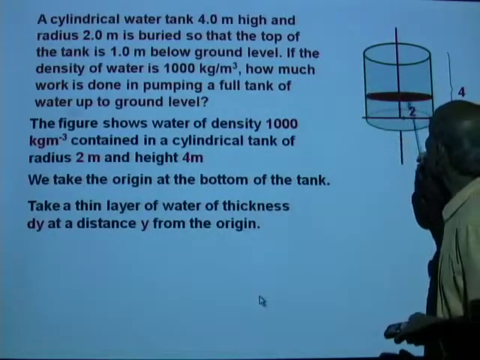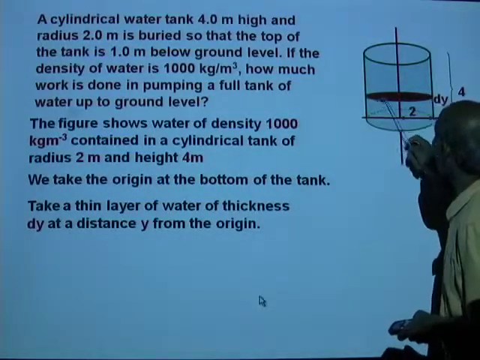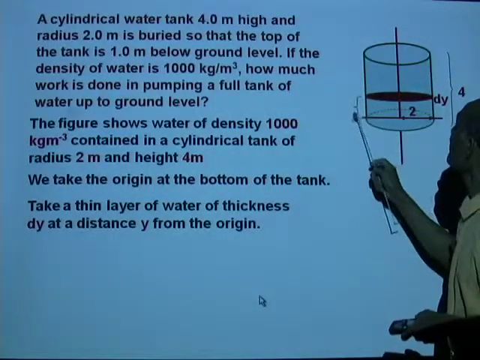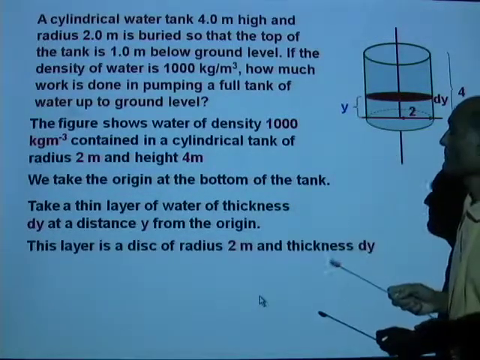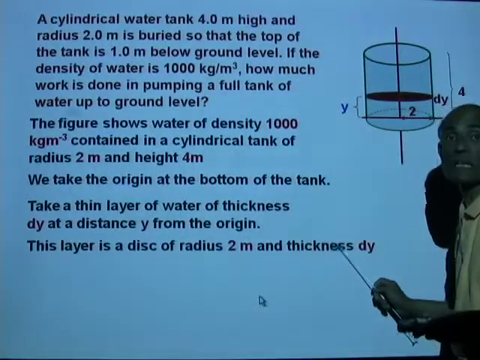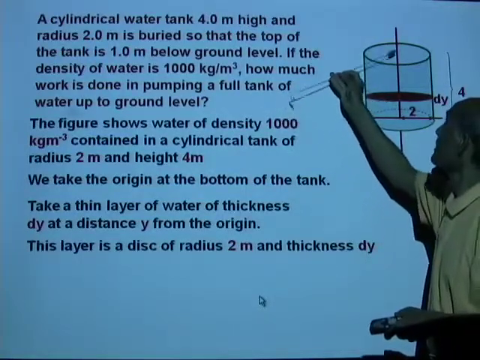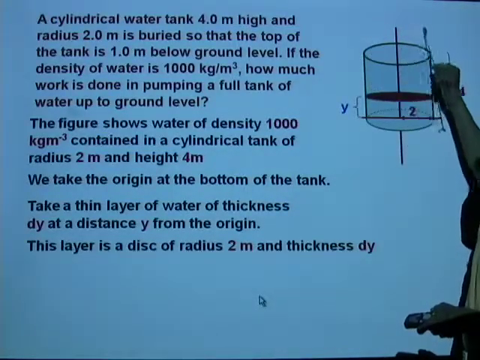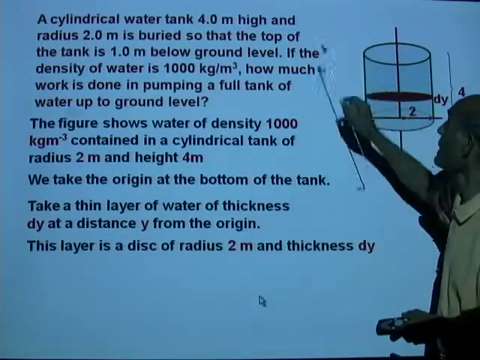And we take a layer of fluid at a distance y from the origin, and the thickness of the layer is dy, and the distance of the layer from the origin is y. So this layer is a disk of radius 2 meter and thickness dy. And where do you need to take this layer? Now remember, the top of this tank is 1 meter below the ground. So if this is the ground level, you need to pump the water all the way to the ground level.